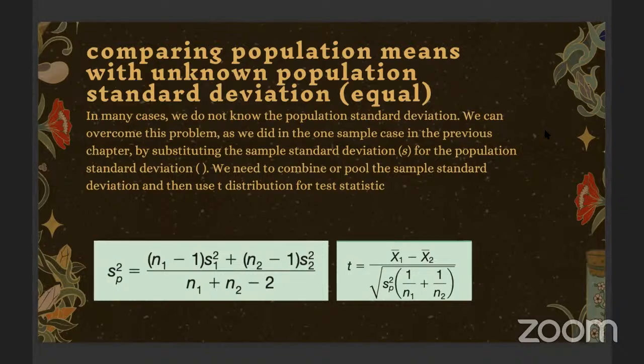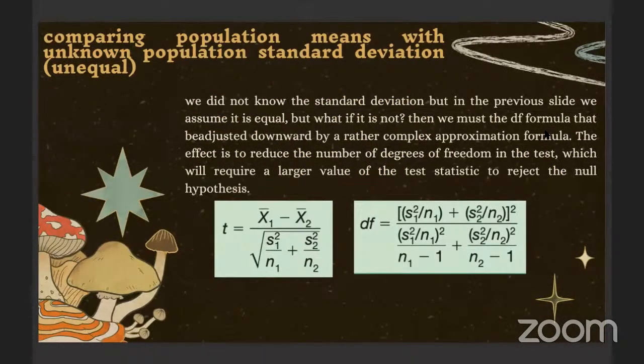And then we're going to move on to unequal unknown population standard deviation. We didn't know the standard deviation, but in the previous slide, we assumed it is equal. But we know that it is not always equal. Then it means that we must use a degrees of freedom formula that is adjusted downward by a rather complex approximation formula. The effect is to reduce the number of degrees of freedom in the test, which will require a larger value of the test statistic to reject the null hypothesis.